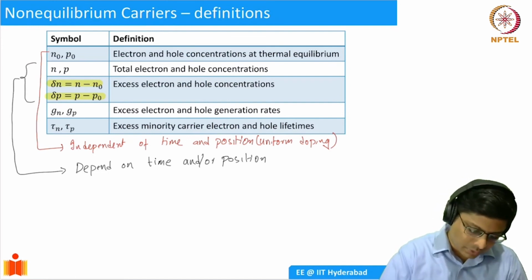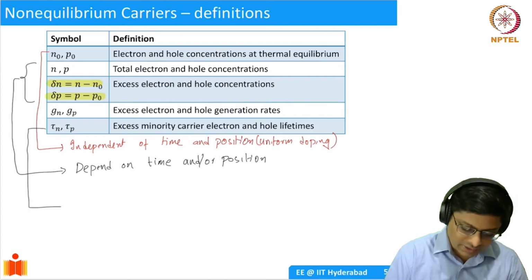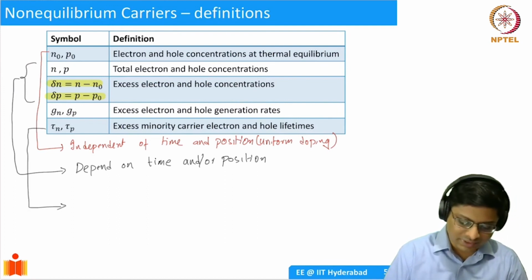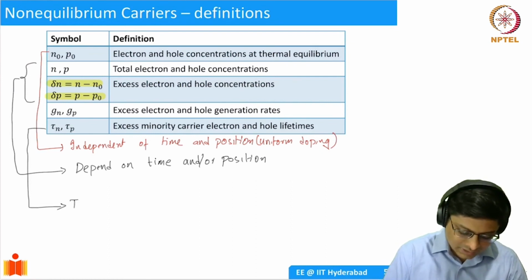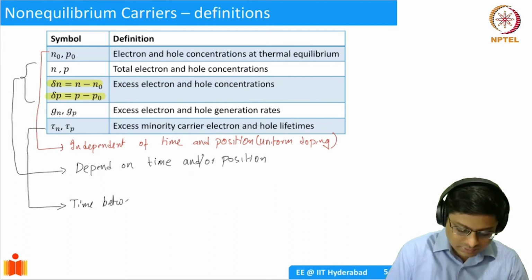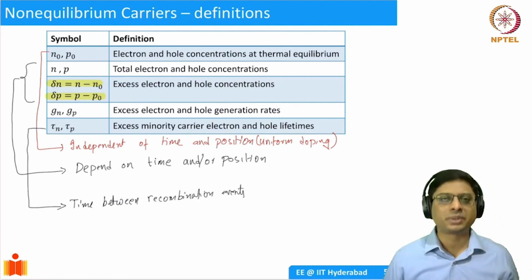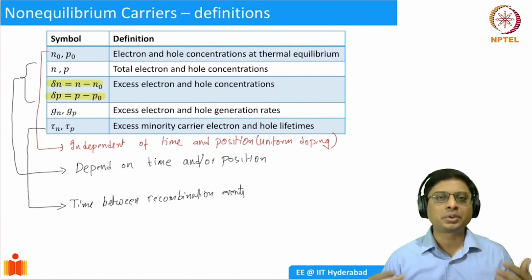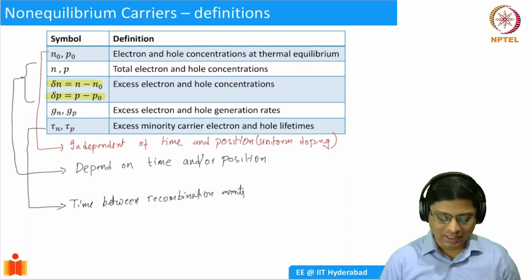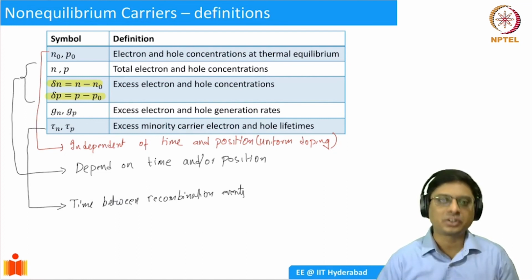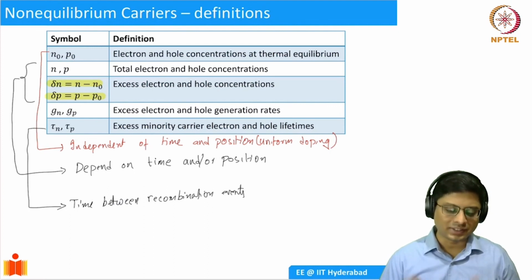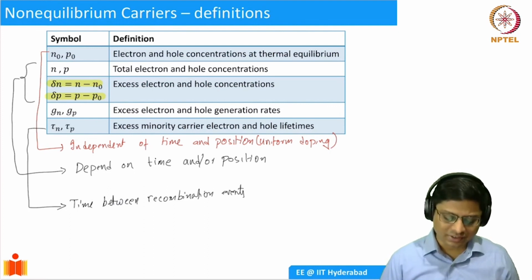The last important quantity that I want you to pay attention to is the excess minority carrier lifetimes. Basically this is the time between recombination events. You have plenty of electron-hole pairs present, but it's going to take a certain amount of time for them to recombine. So how many recombinations per unit time? You look at the average time between recombination events. That is the excess minority carrier lifetime.